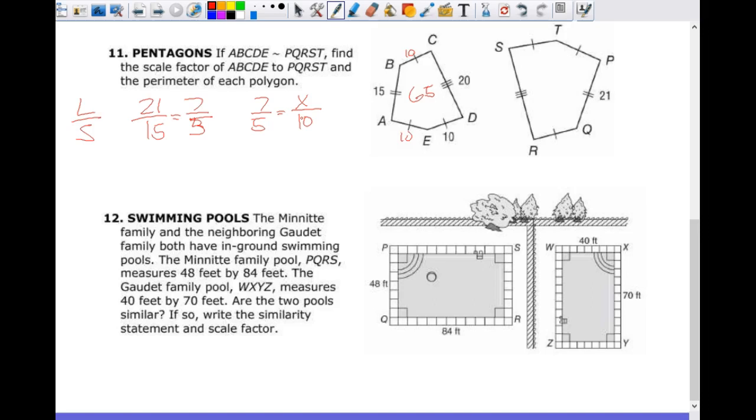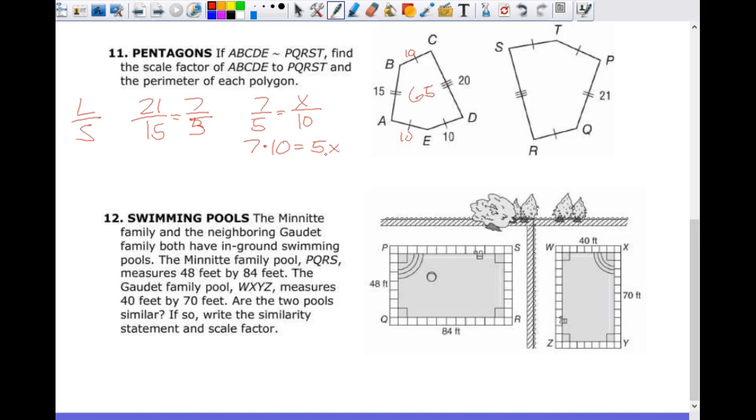Yeah, large to small. Okay. I'm going to cross multiply now. 7 times 10 is equal to 5 times x. Now, most people would just say, okay, easy. 7 times 10 is equal to 5x, right? 70 is equal to 5x.